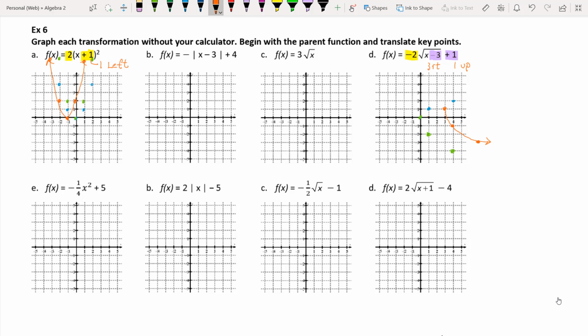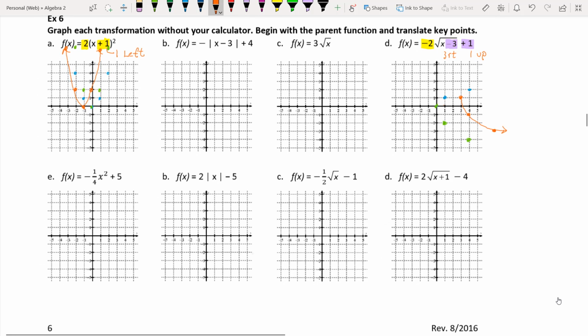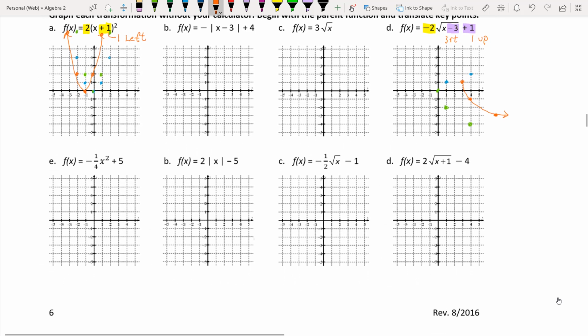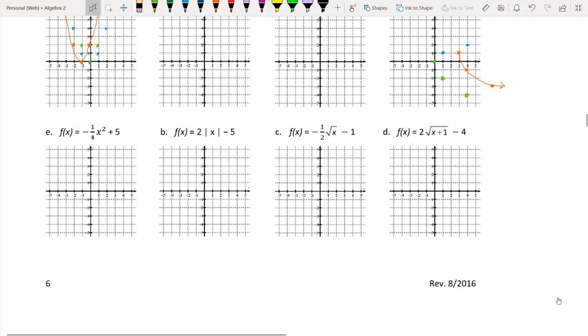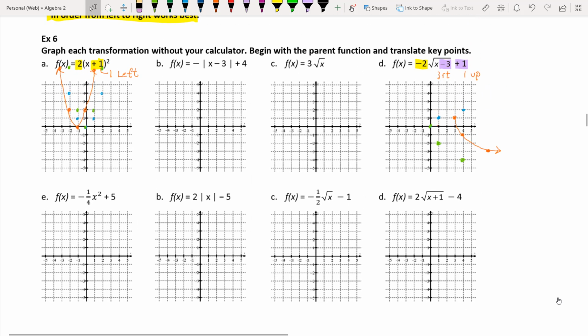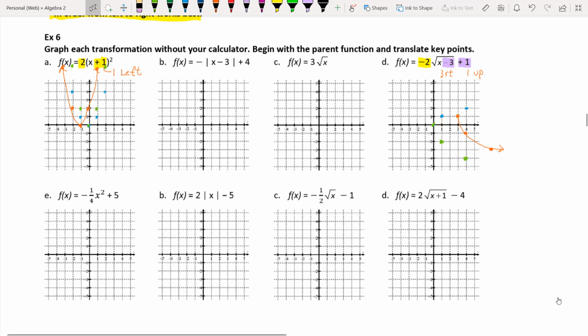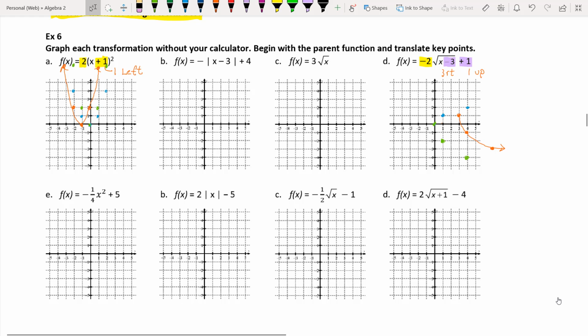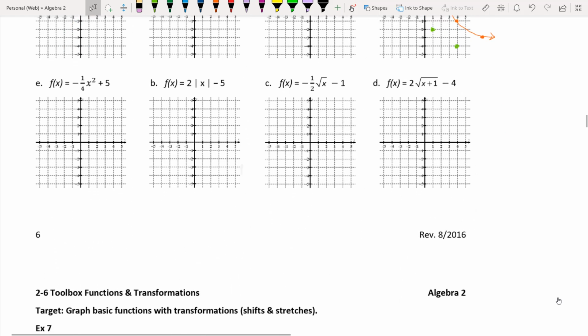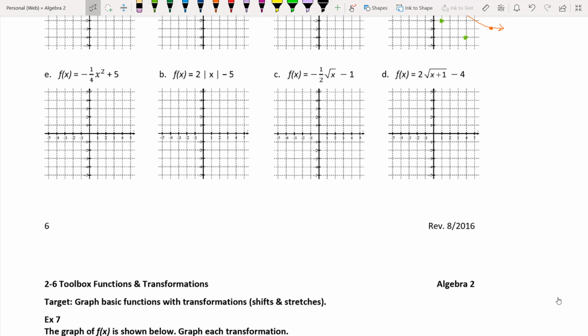Okay. All right. Let's take a look at letter E. This one's going to be a bit of a tricky one here. Actually, let's do E and then we'll go back to B. All right, so E, this is a parent function parabola.